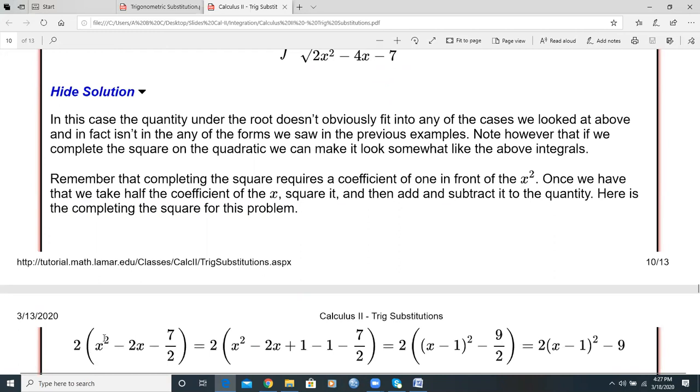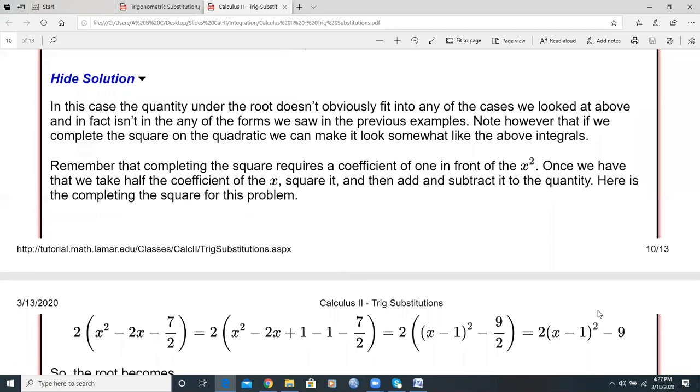In order to make this x square minus 2x a perfect square, we will add plus 1 minus 1. Therefore, x square minus 2x plus 1 becomes x minus 1 whole square, and minus 1 minus 7 by 2 becomes minus 9 by 2. So now this can be written as 2 times x minus 1 whole square minus 9 over 2. In this way, we are converting this integral.